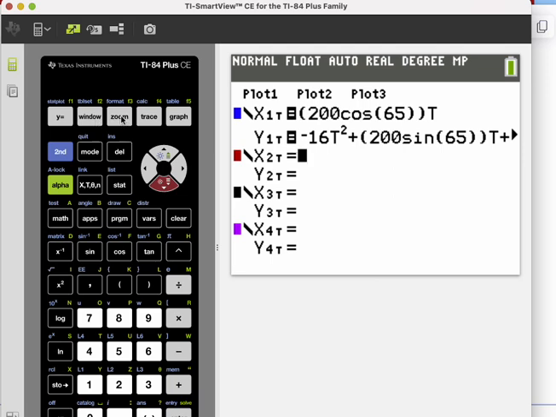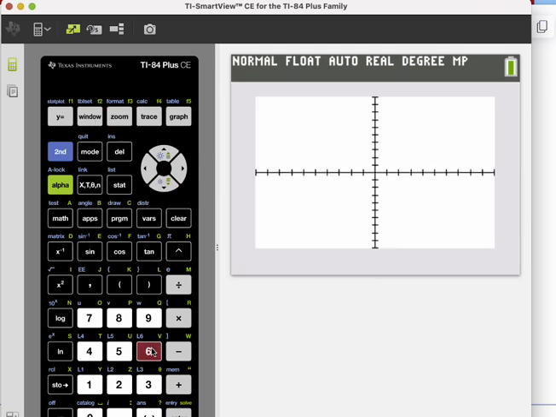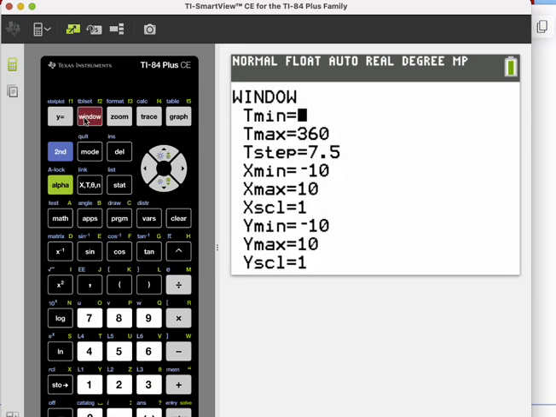Now, I'm going to do zoom 6, but we're not going to even see anything. But start with zoom 6. Zoom 6 will be a good way for us all to start with the same window. Okay, so I have T min, T max, T step. These are the times. Again, that's not an axis. Then you have your normal x-axis and y-axis, so nothing unusual there, other than the fact that we can't see the graph at all. So this is going up to 360 seconds.